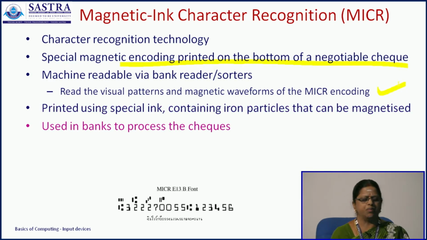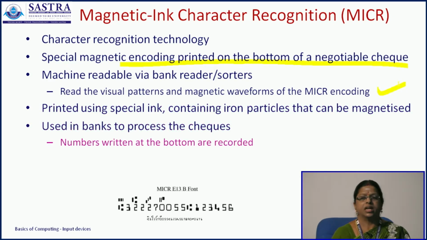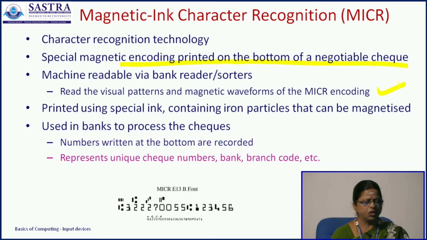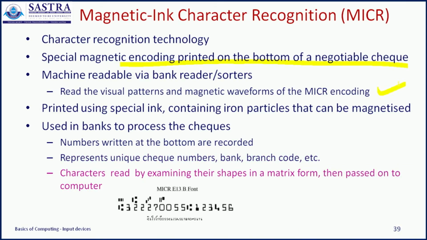This is used in banks to process the checks. Numbers written at the bottom are recorded. It represents unique check numbers, bank and branch code. The characters are read by examining their shape in a matrix form and then passed on to a computer. This is the typical MICR encoding which is present in the checks.